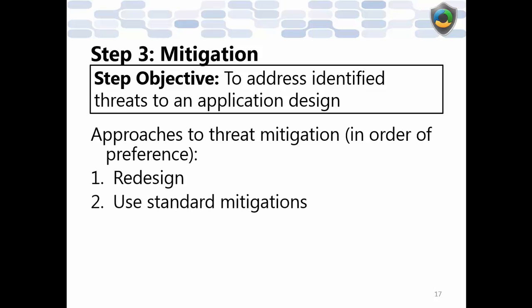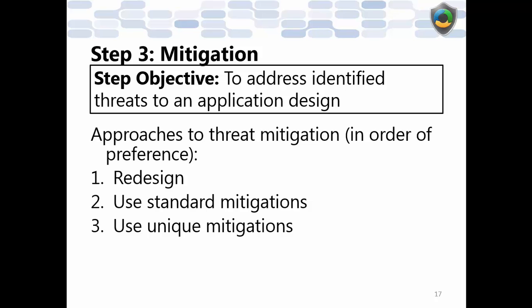Next, you could use standard mitigations. These types of mitigations are well understood. They're the preferred mitigation path if redesign is not necessary. Examples are using access control lists or ACLs to protect registry keys, using SSL to protect network connections, and using the principle of least privilege to isolate elevation of privilege attacks.